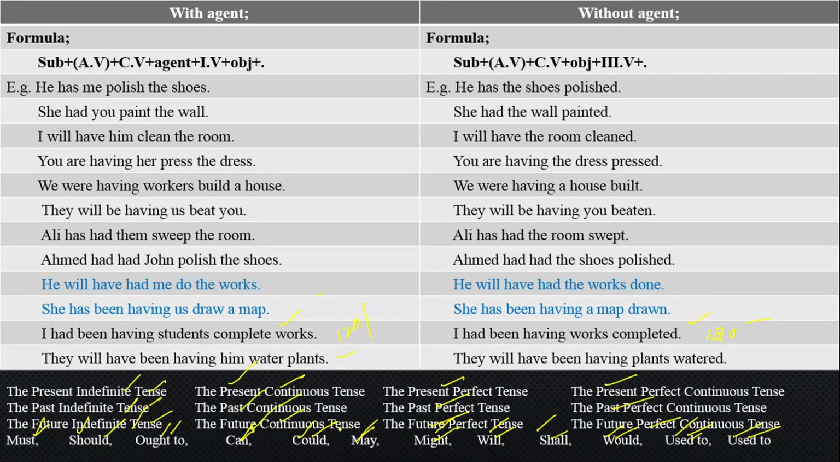They have had in water plants. They have not had in water plants. Have they had in water plants? Have they not had in water plants? Haven't they had in water plants?